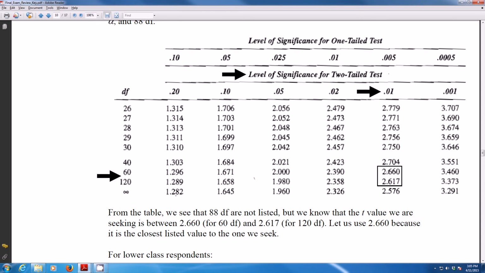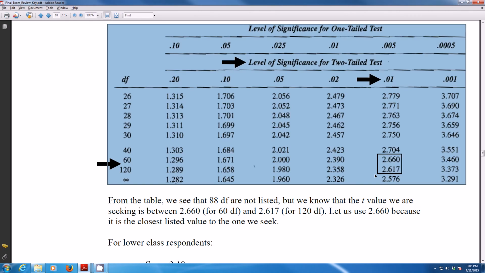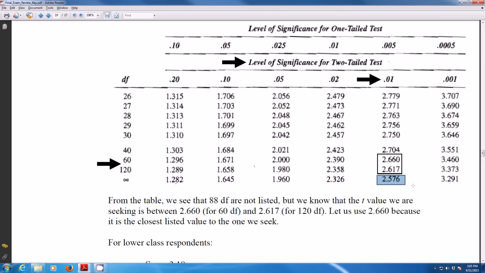And again, for the middle class respondents, they have 674 degrees of freedom, which is going to be bigger than the biggest value listed here. And so we're just going to use this column, and that means we're going to use this value, 2.576, or 2.58 if we round it.